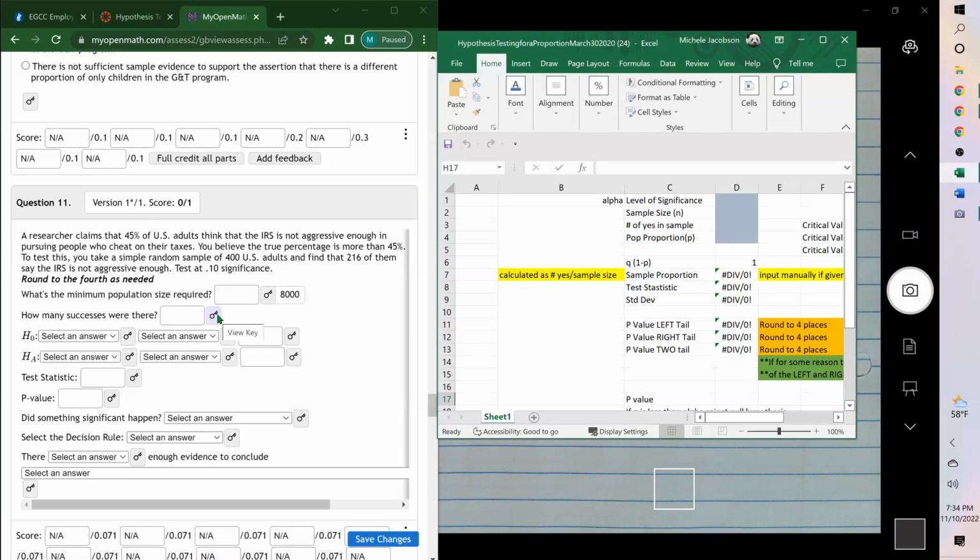To find the number of successes, there's 40, wait, they gave us it, 216. If they gave us the percent instead, like if they said 40% of them, then you would just take your percent times the total amount of people. But in this case, they gave us the number of yeses. Our test, this is a proportion because it's a percent. So it would be P.